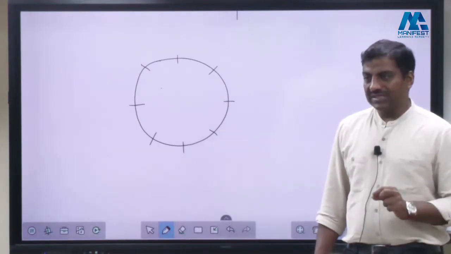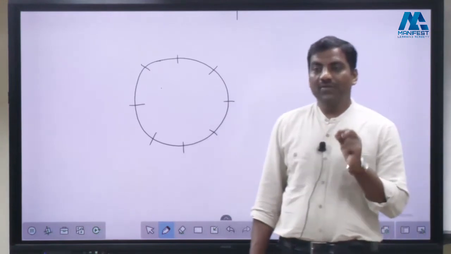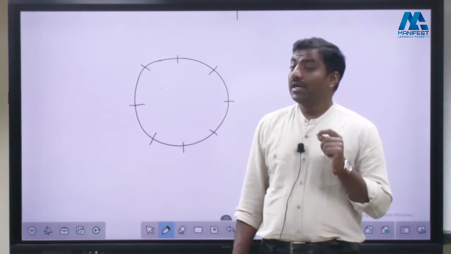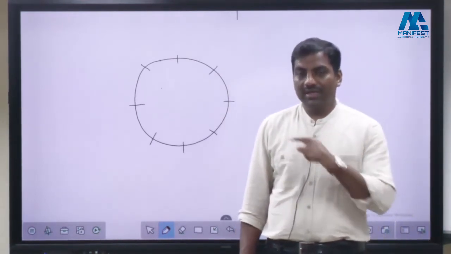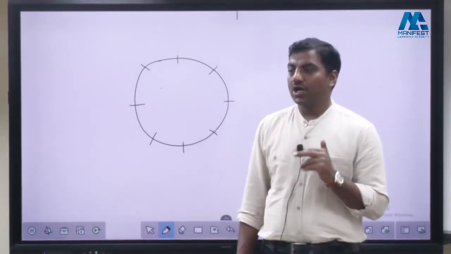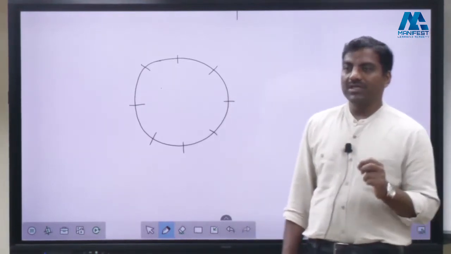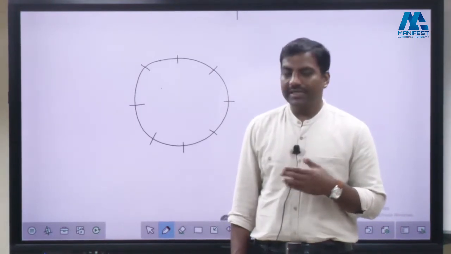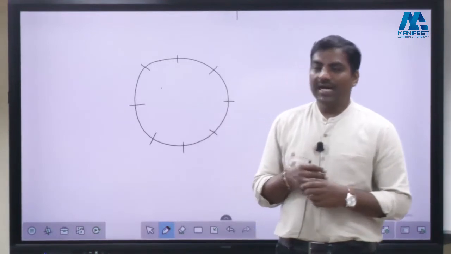You will fix the first person, then you will start other arrangements. So the first person is free to sit anywhere. Getting my point? This privilege is not given when we are dealing with linear arrangement, parallel arrangement, and square or rectangular arrangement. Only when it comes to a circle, the first person is free to sit anywhere. The first person is entitled to sit anywhere. Then with respect to that person, we'll start the arrangements.